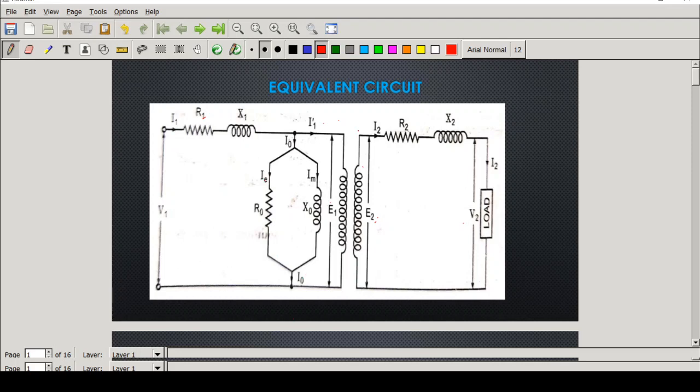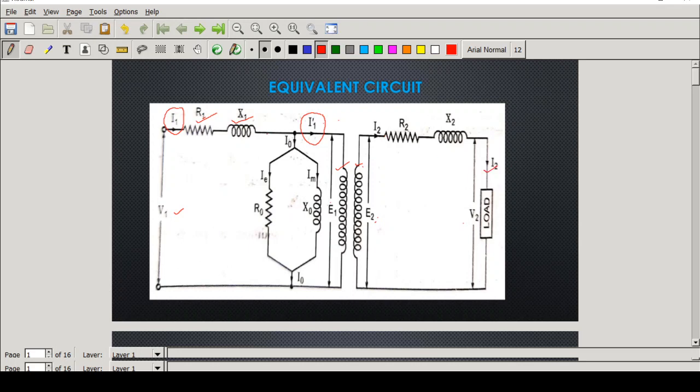This is the primary winding and this is the secondary winding. V1 represents the voltage given to the input of the transformer, and I1 is the input current drawn by the transformer. R1 represents the resistance of the primary winding and X1 represents the reactance. This current I1 splits into two. One is I1 dash, which is equal in magnitude and opposite in direction to I2, the current flowing through the load.